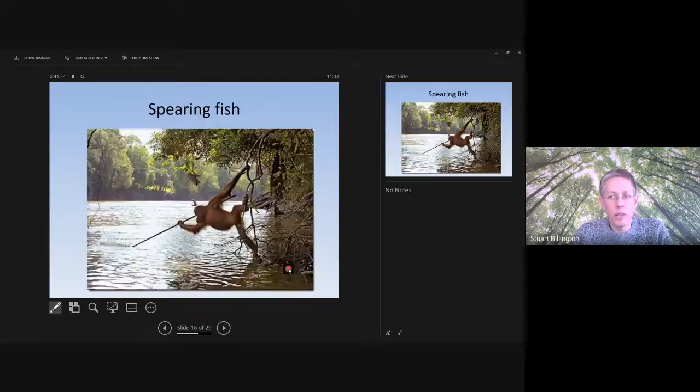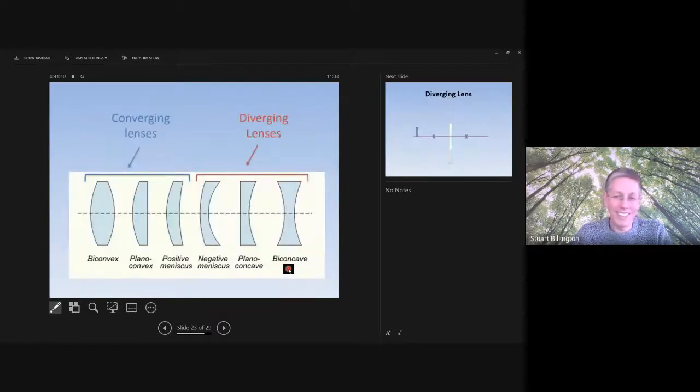A lot of slides. Didn't need to, I already had it.